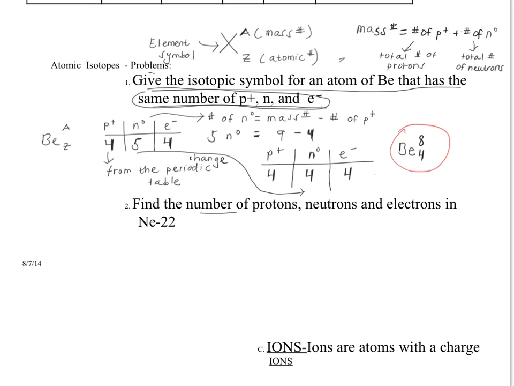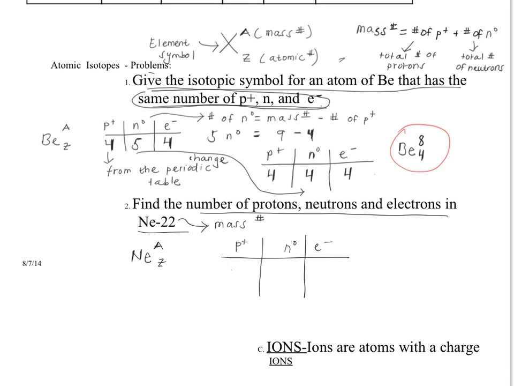We want to find the number of protons, neutrons, and electrons in neon 22. The 22 represents the mass number. And again, our symbol for our isotope is going to have our mass number at the top and our atomic number at the bottom. And we can go ahead and create a table that shows the number of protons, neutrons, and electrons. Remember that the number of protons does not change for an element, and for neon, if you look at the periodic table, it has 10 protons.